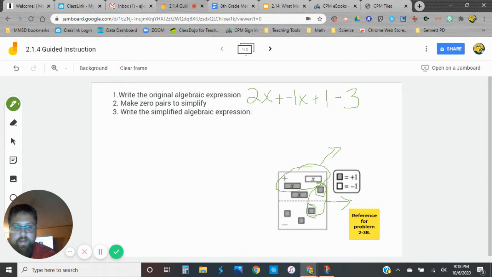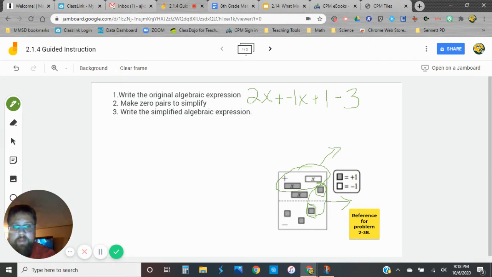Quick hint, if the tiles are opposites like shaded and not shaded and they're in the same area, you can take them off. If they are exactly the same but live in opposite areas, like one's in the positive, one's in the negative area, those are also zero pairs. So that's a good example of both of those situations in this problem.